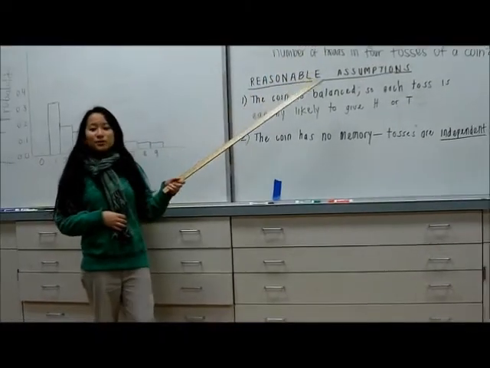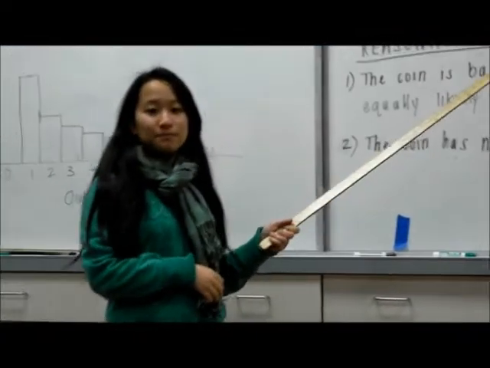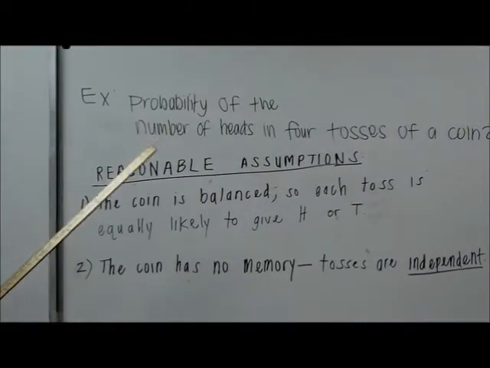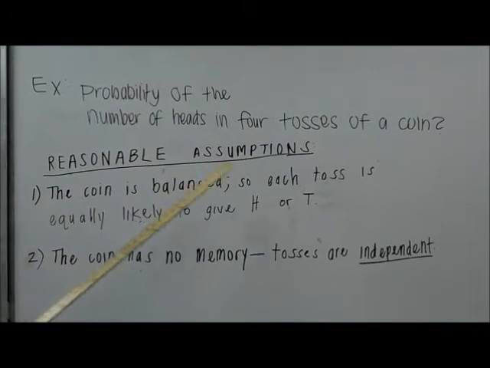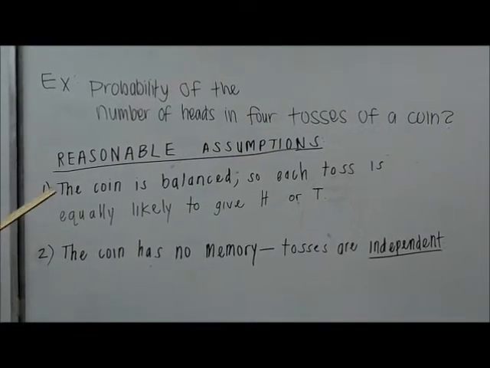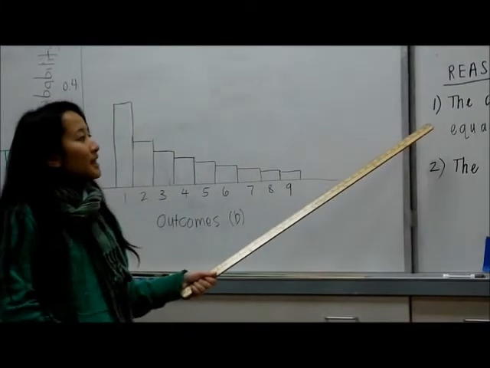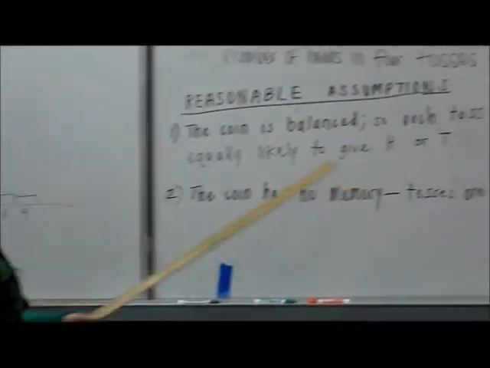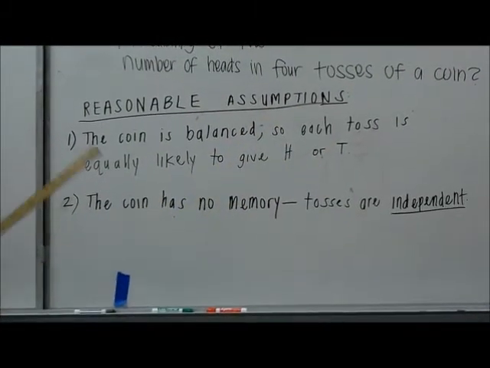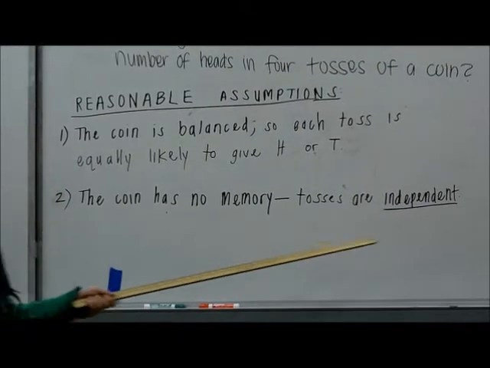Coins are a very important concept, so we will be doing an example of tossing coins. For example, we need to find the probability of the number of heads in 4 tosses of a coin. For this problem, you have to make reasonable assumptions. The first is that the coin is balanced, so each toss is equally likely to give heads or tails. The second is that the coin has no memory, so tosses are independent.